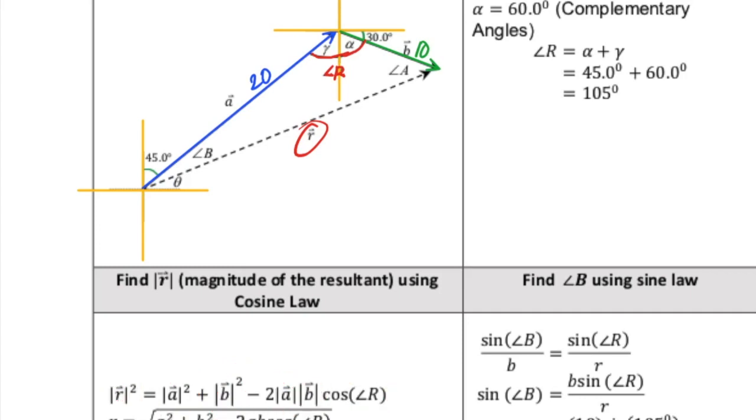Some of you might be scratching your head a bit because it doesn't look exactly like what you remember cosine law to be. Don't panic. Cosine law is just a general formula where it's in this form. C squared is equal to A squared plus B squared minus 2AB cos of angle C. All I did is replace C with R. Doesn't really matter. The names are all the same.